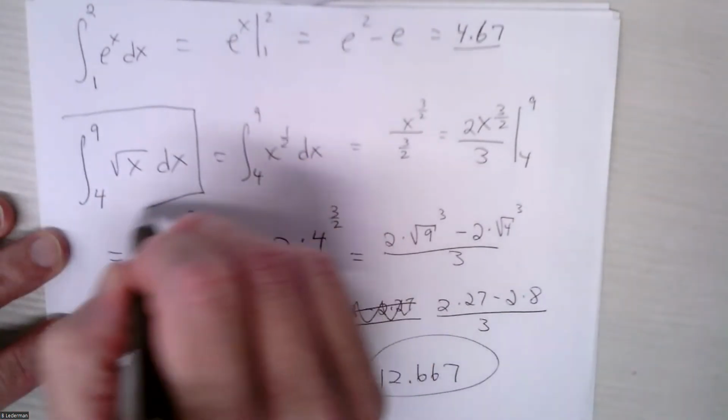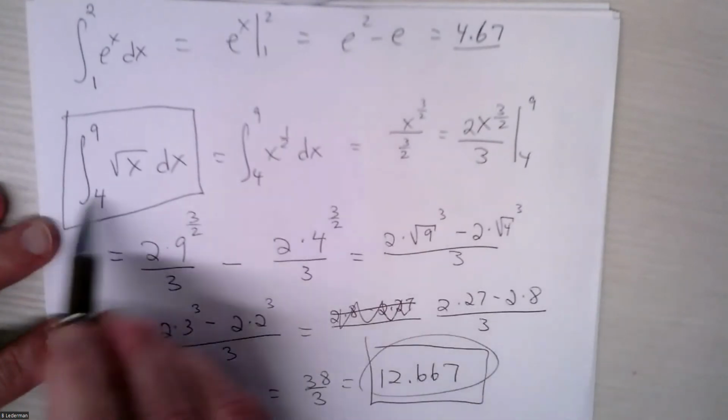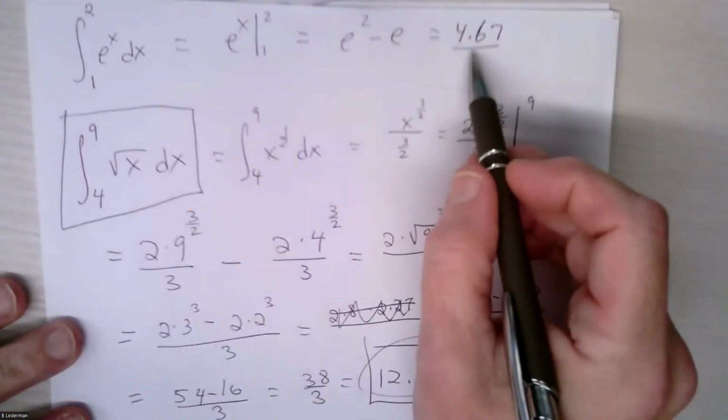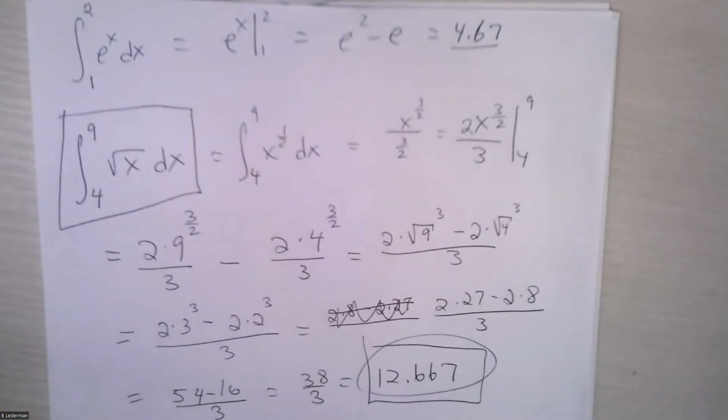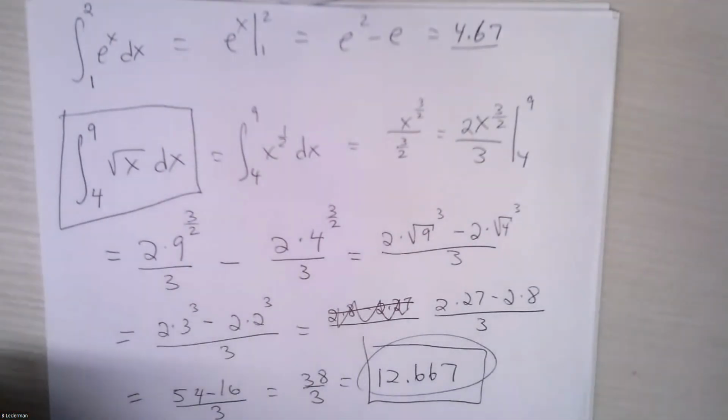This is equal to that. Whoops. That's not e to the x. I'm sorry, it's the square root. The e to the x one was 4.67. So this here is a number. It's not a function, it's a number.